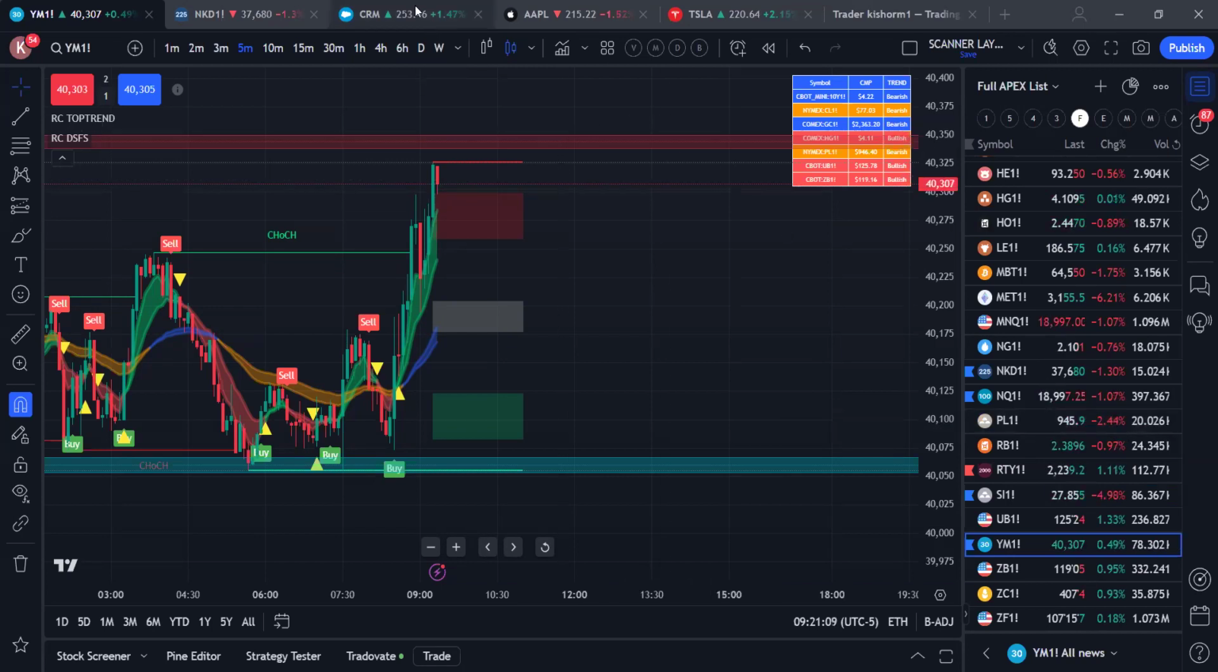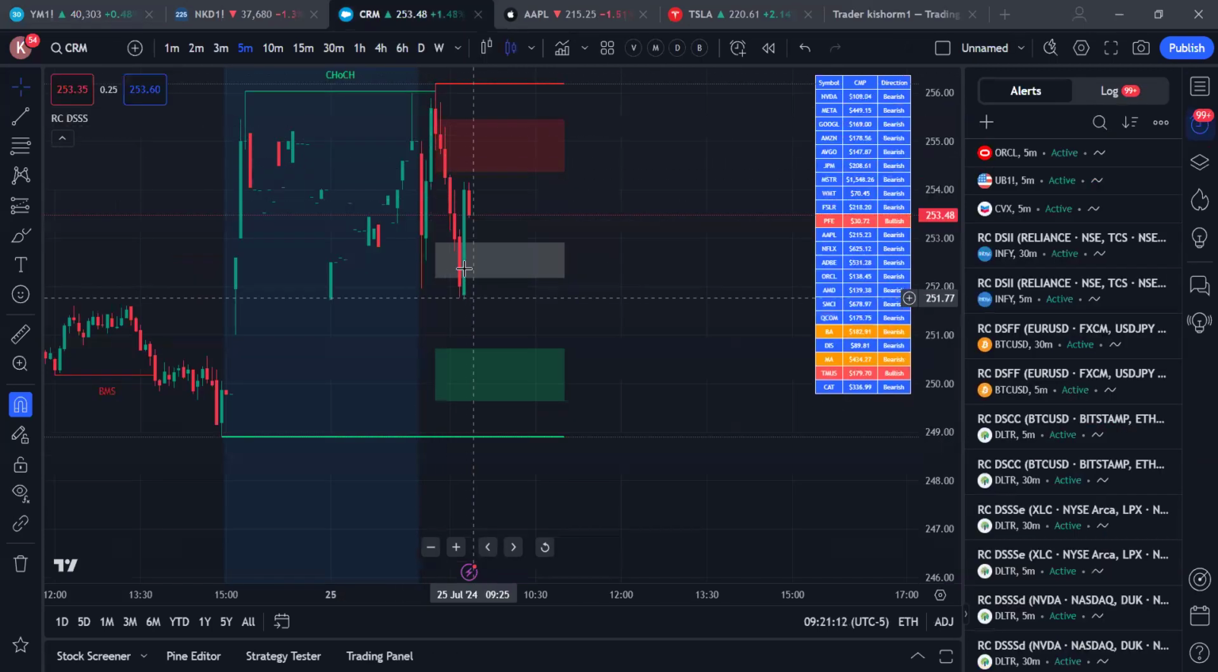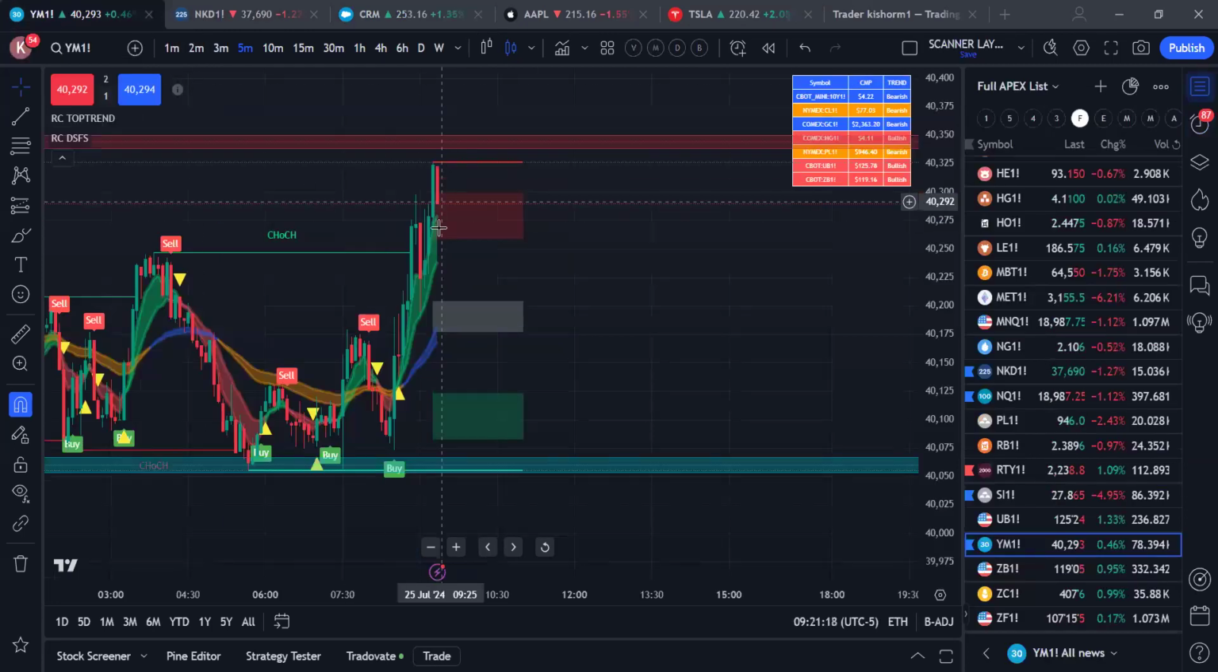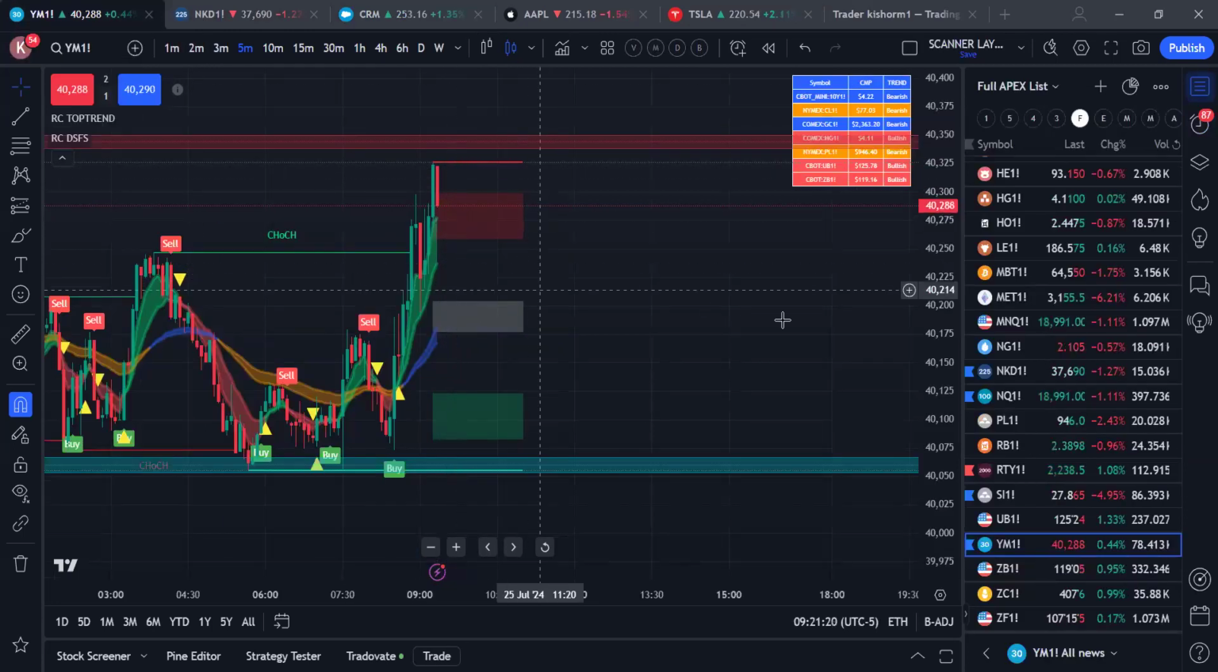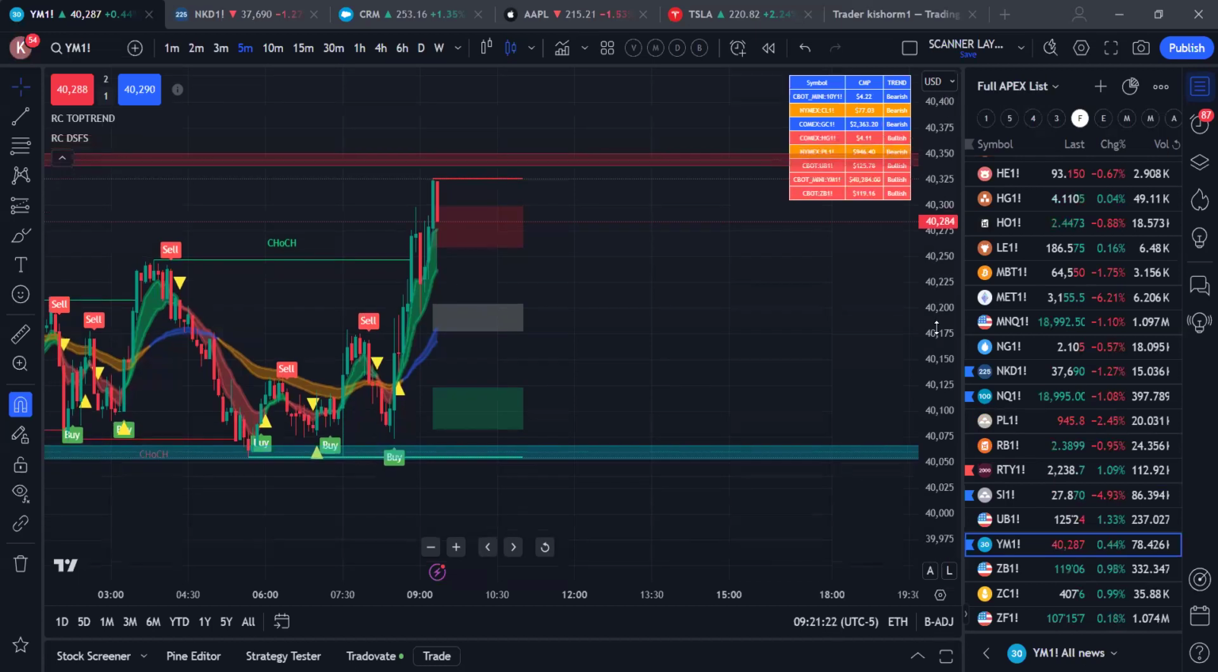So you can see how CRM came to the support and started moving up. That's why, when you have multiple indicators, you know when is the best time. I think we may get a sell signal now.